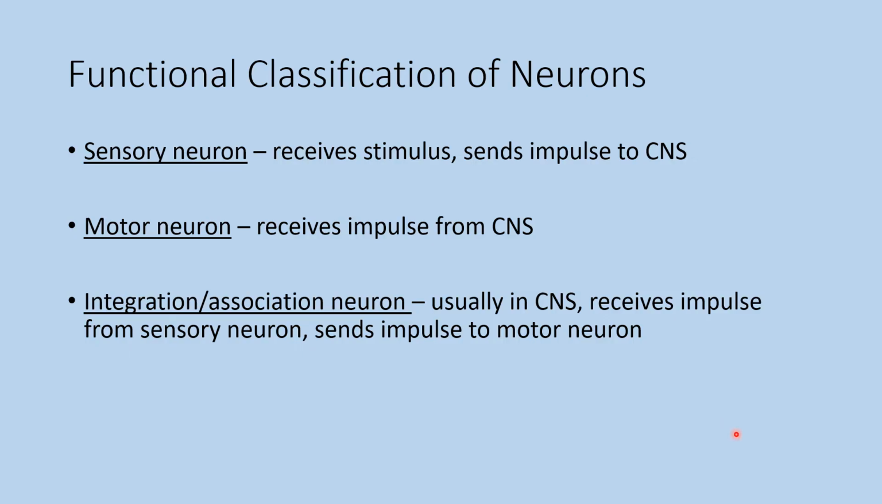If you look at the functional classification of neurons, this is where we have the sensory neuron, the motor neuron, and then the integration or association neuron. Integration and association are the same thing. The sensory neuron is receiving the stimulus, and it is going to be sending that impulse towards the central nervous system. The motor neuron is receiving an impulse from the central nervous system, so it's moving away from the brain and the spinal cord. The integration or association neuron, usually embedded in the central nervous system, is receiving the impulse from the sensory neuron, and then it's sending an impulse to the motor neuron. So they're like the middleman.